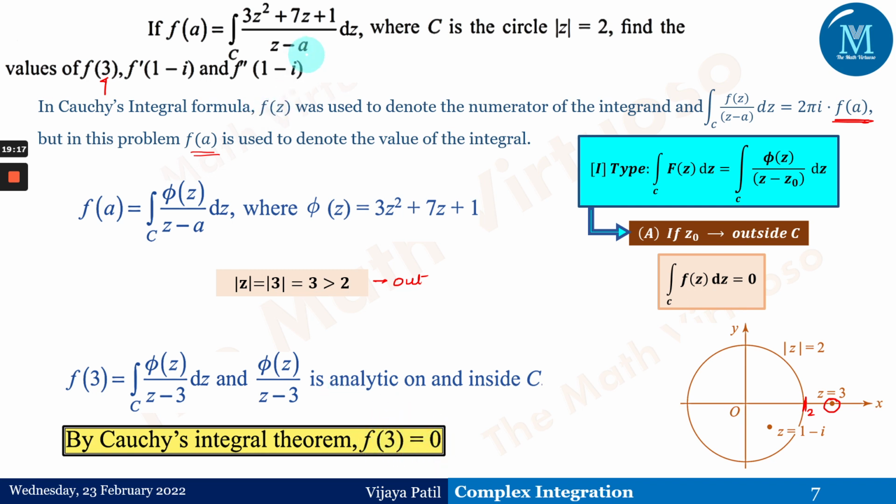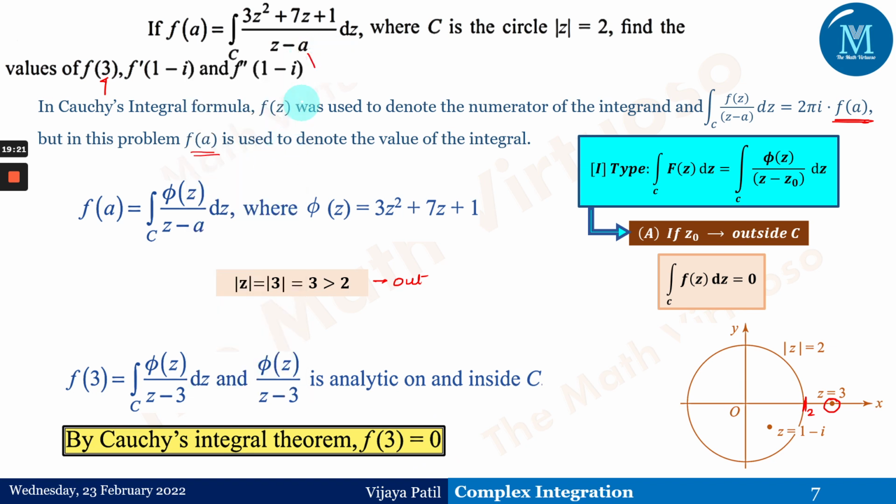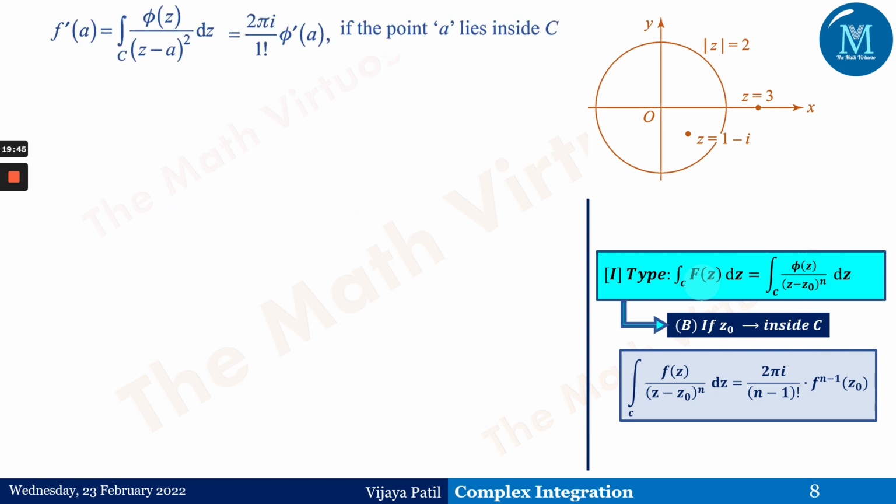So in short, we have to replace a with 3. So a is nothing but 3, and the integrand is (3z² + 7z + 1)/(z − 3) dz. That is what we got for the point 3, and this point is lying outside. If it is outside, the value of the integral becomes 0.